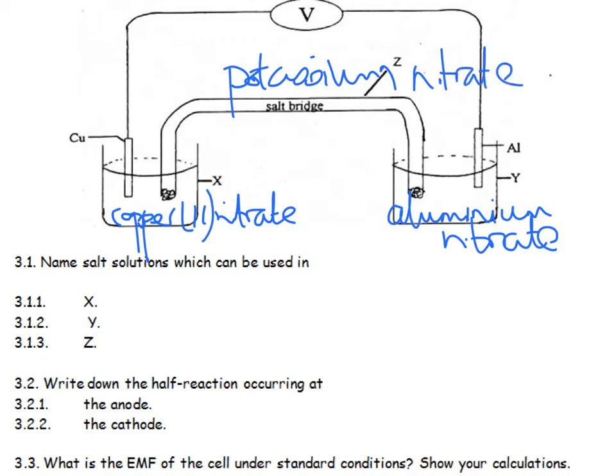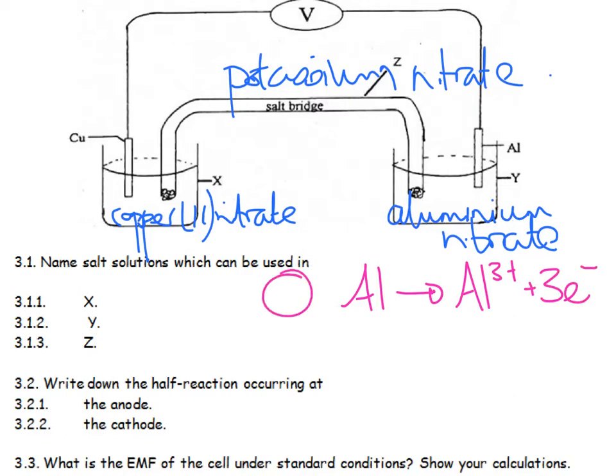Write down the half reaction occurring at the anode and at the cathode. So I need to identify who's higher and who's lower on the table. It turns out the aluminium is higher on the table. So it's going to go aluminium to aluminium 3 plus 3 electrons. That's written backwards. So that is my oxidation, which is also, PS, my anode.